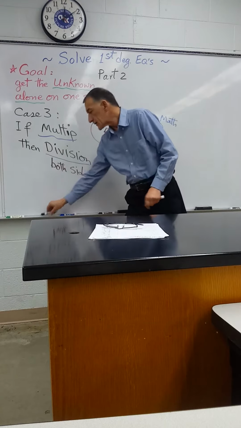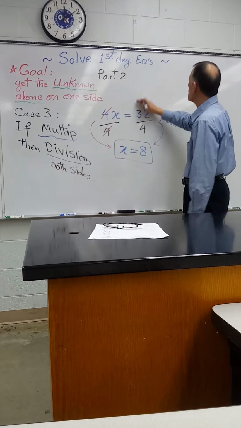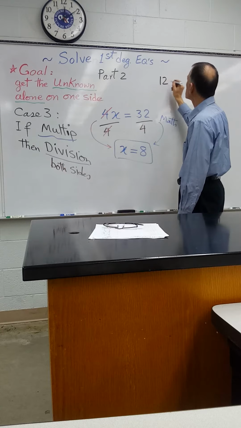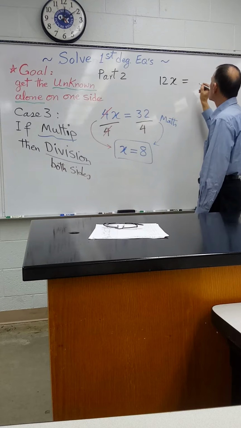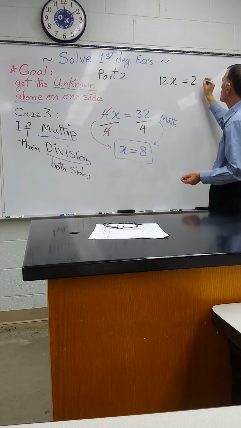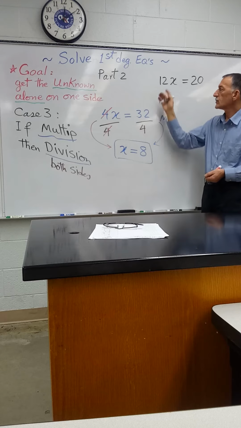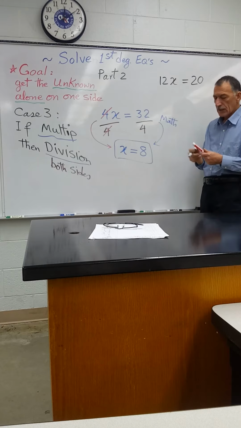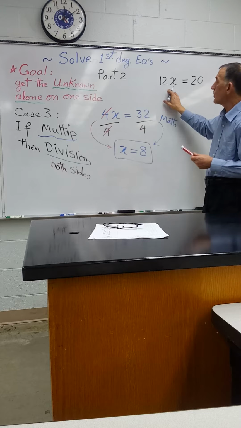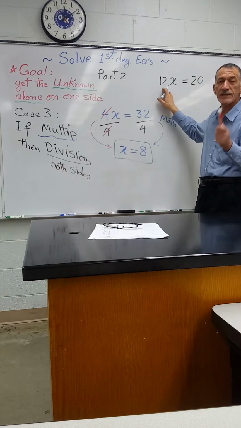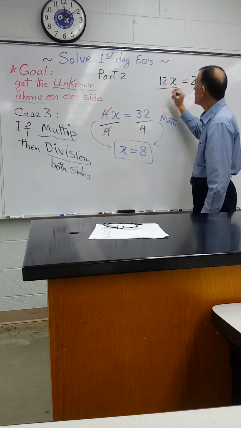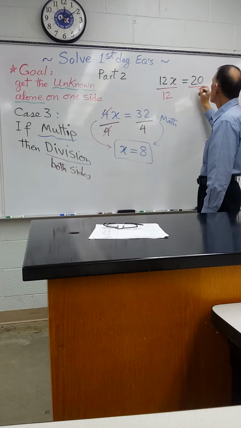For example, let's say we have 12x is equal to, for the sake of being simple, 20. So now you got 12 times x equal to 20, and you say, I'm going to solve for x, my goal is to get the unknown alone by itself. What do I do? Divide by the number that is the coefficient of x, divide by 12. So we divide by 12 and divide by 12.